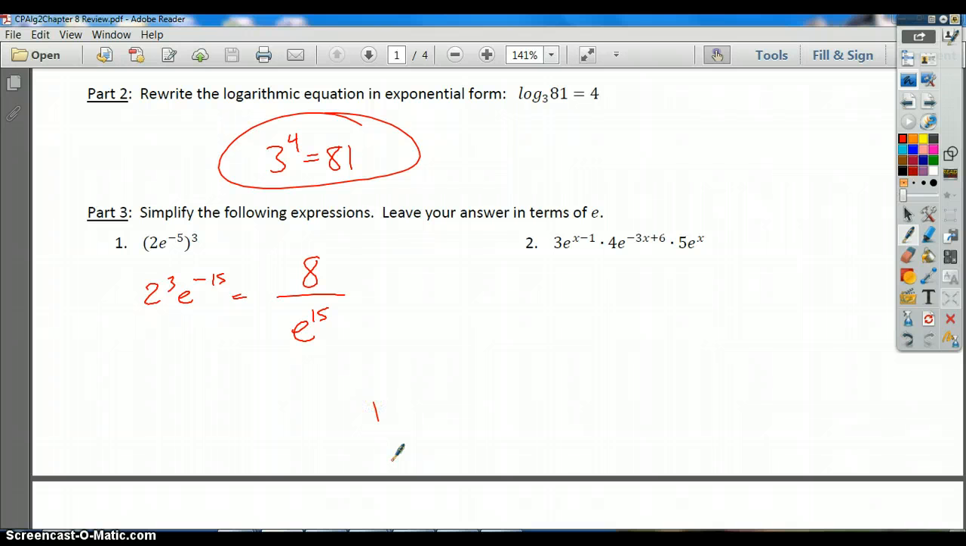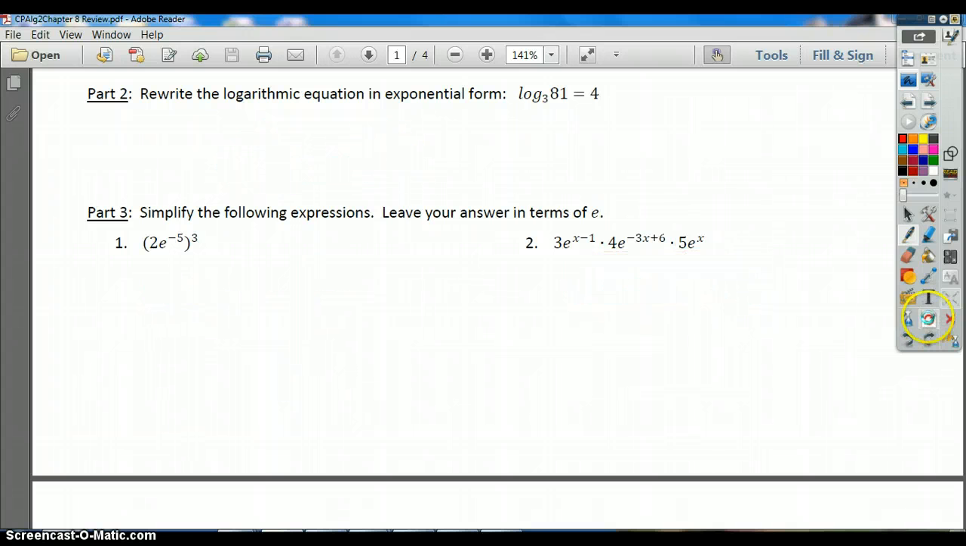Over here, I'm going to multiply across, so 3 times 4 times 5. So this is going to be 12 times 5, which is 60. I'm going to add my exponent, so x plus x is 2x, minus 3x is negative x. Negative 1 plus 6 is 5. Okay, and that's where we will stop. So there's your first two of part 3.